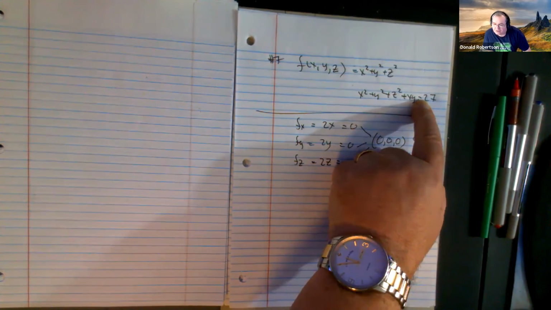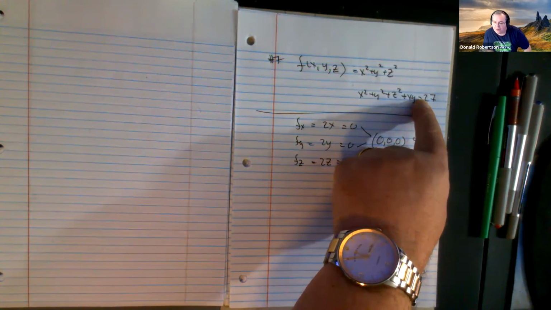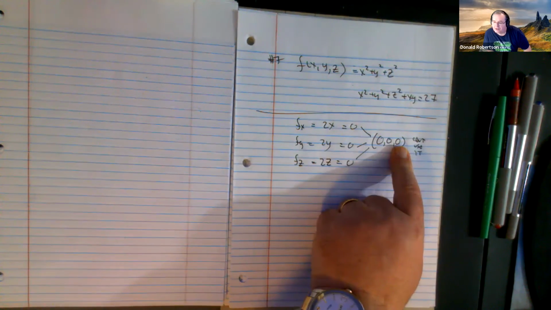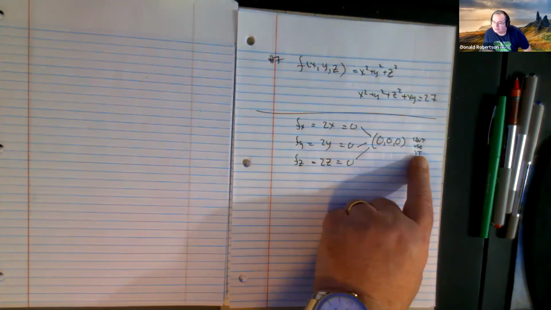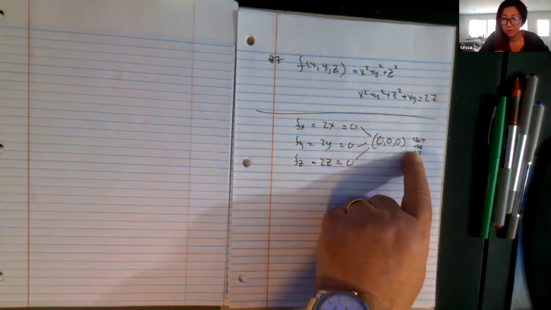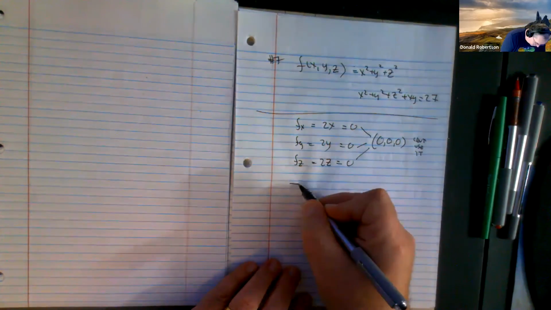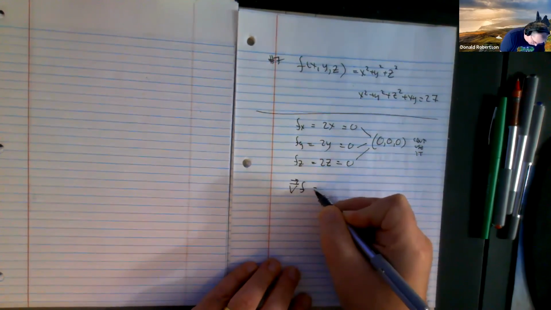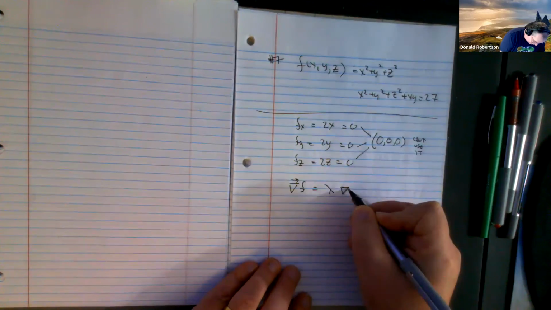If they said less than or equal to 27, wouldn't that be one of the places I could look for a max and a min, right? So are you happy about why that one was kicked out? Right, yes. So now we're going to do the gradient of f is lambda times the gradient of g.